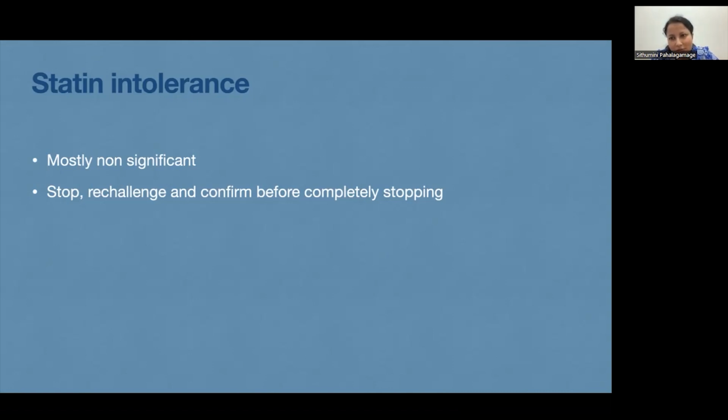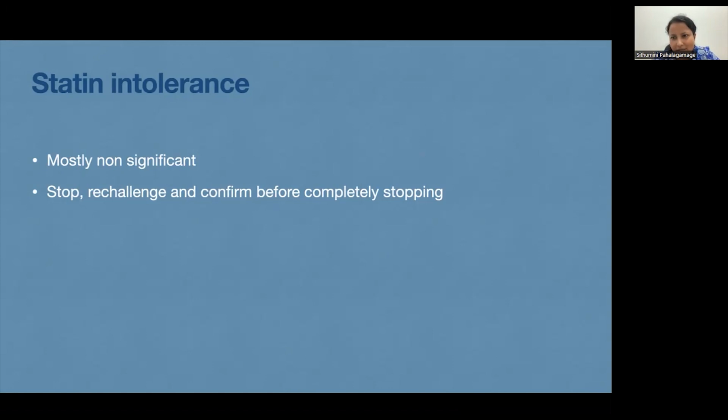Stop the statin treatment and give them some time. Give them 4 weeks. See whether their symptoms improve. And just improving the symptoms is again not enough. You have to re-challenge them.